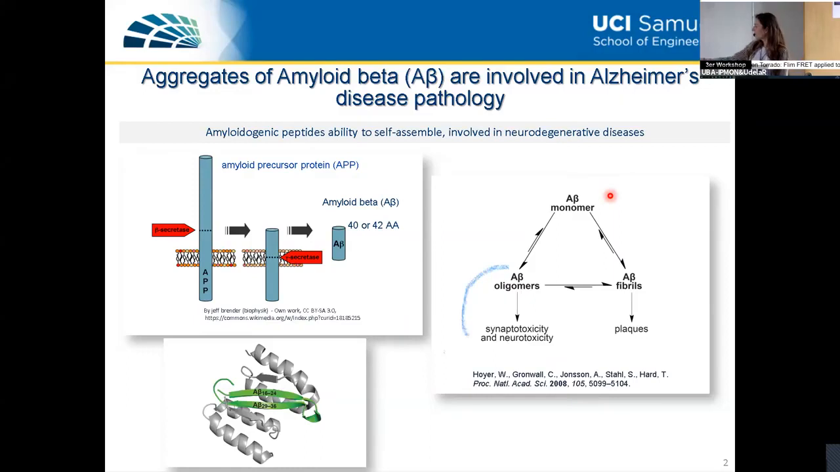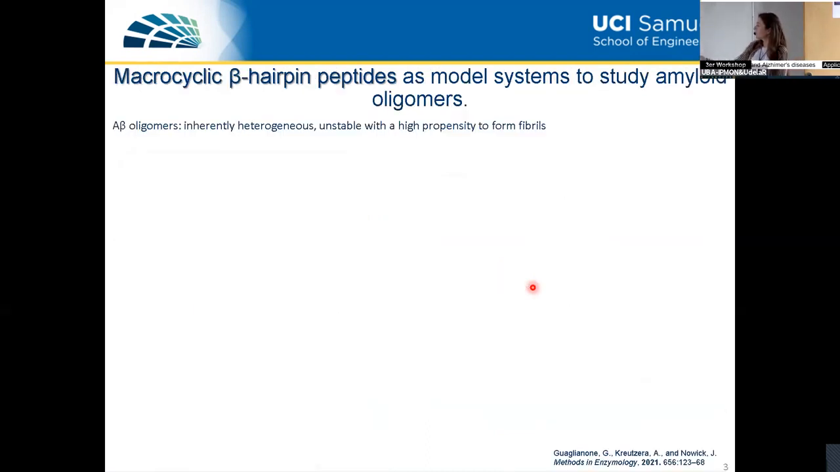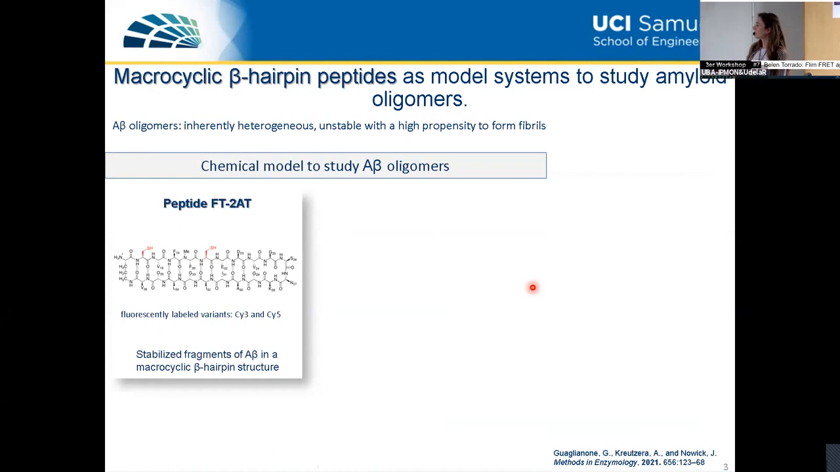And the mechanism of this neurotoxicity of these oligomers is still poorly understood. So they are interested in studying that. Studying these A-beta oligomers is very difficult because they are unstable, they are heterogeneous, and they tend to form the fibrils first. So they have been developing a chemical model to study the A-beta oligomers.